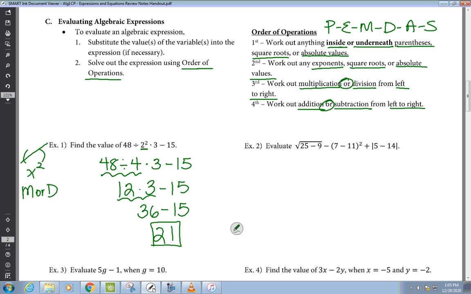Again, it's important, especially in high school math, that you show your work. Don't just put 21 and expect you're going to get full credit for the problem. That's not how it works.